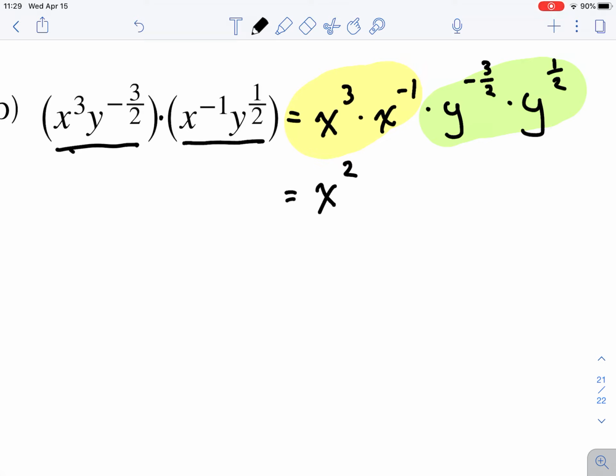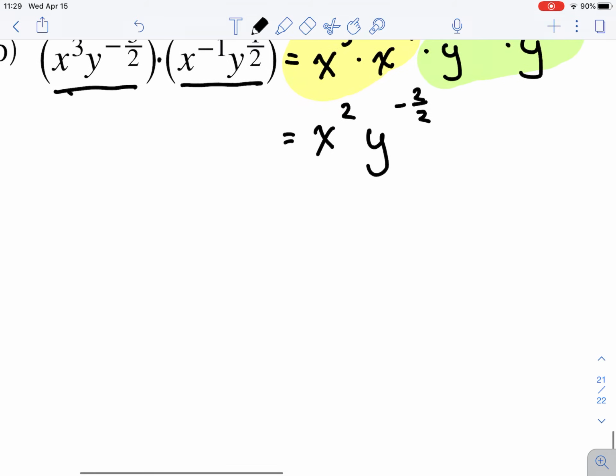And we have another power times a power, so we add the exponents. Well, what's negative 3 over 2 plus 1 over 2? It's y to the power of negative 2 over 2, which is the same thing as negative 1. So it's equal to x squared times y to the negative 1.